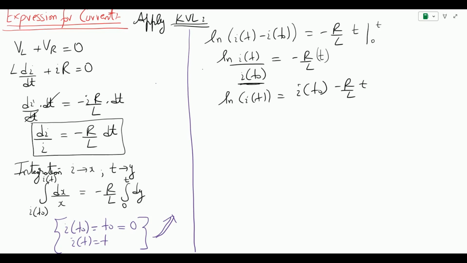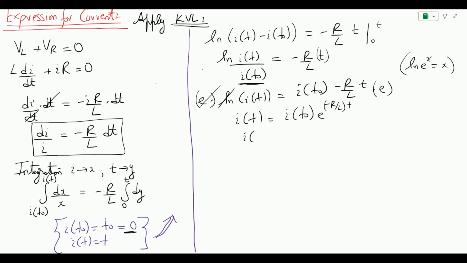So in order to cancel the natural log, we have a property that if you take an exponential of a natural log, you can cancel it and the power of exponential becomes x. So you apply the exponential on this side and on this side. So these two will be cancelled out. I'll be left with I of t equals I naught, and the exponential takes the value of minus R by L into t. So now I have this expression, and I can further simplify by putting the value of t naught, which is 0. So then I of t becomes I of 0 e raised to the power minus R by L into t.